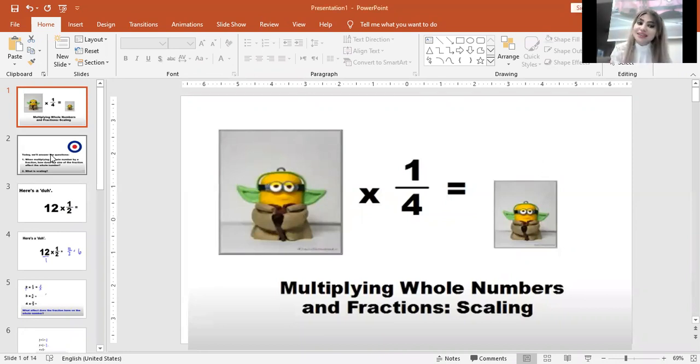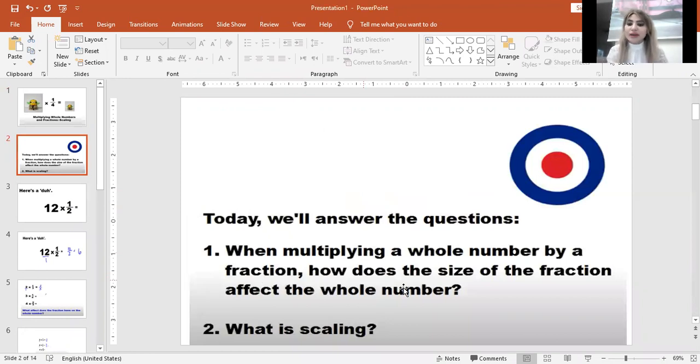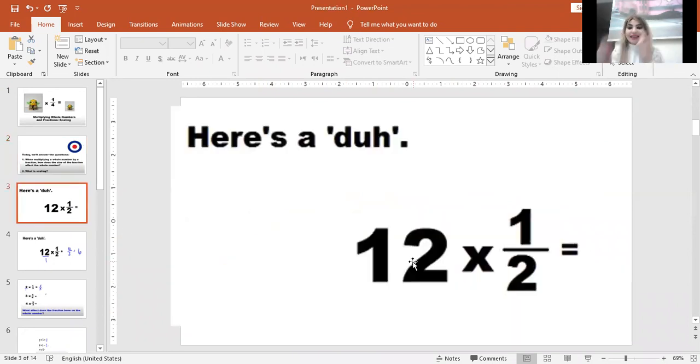So in this lesson, we are going to know, when multiplying a whole number by a fraction, how does the size of the fraction affect the whole number? Number two, what is scaling? So let's think. I have 12 multiplied by half. What do you think 12 multiplied by half is? Is it greater than 12? Smaller than 12? What is the effect when I multiply it by half?